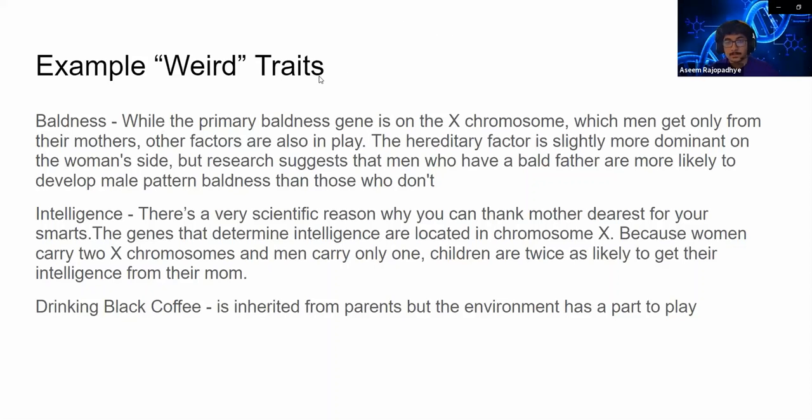Moving on from the baldness side, intelligence is also a slight trait that you can get, and it mainly comes from your mother. The genes that determine intelligence are located in the X chromosome, and since women carry two X chromosomes and men only carry one, children are twice as likely to inherit their base intelligence from their mother. Another one that doesn't really matter is drinking black coffee. It's inherited from your parents, but the environment can also play a big role in that.